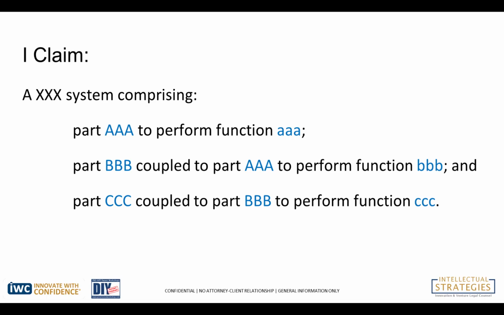So this independent claim, getting back to the 3 parts or 3 components of the claim, has a preamble, which is the XXX system. It has a transitionary phrase, which is the word comprising. And then it has the body of the claim, which is the rest of the claim, listed on separate lines in a list format. Part AAA to perform function AAA, part BBB coupled to part AAA to perform function BBB, and part CCC coupled to part BBB to perform function CCC.